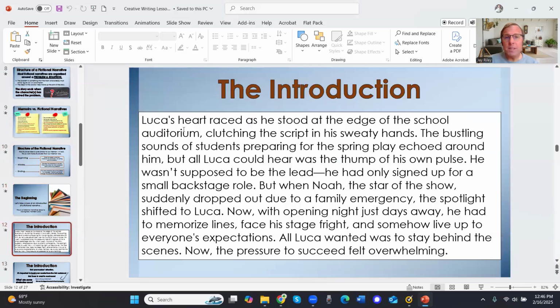So I'm going to start with this example text, this mentor text. Now you can pause the video and read this. I'm going to read the first sentence because I want to focus on the strategy that the author uses here to hook the reader.